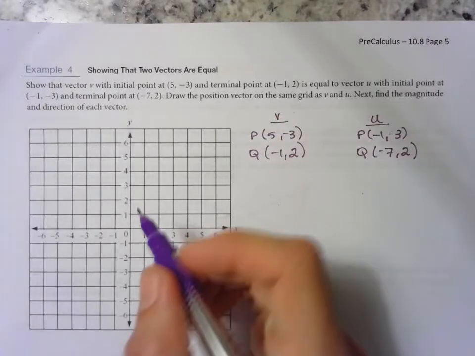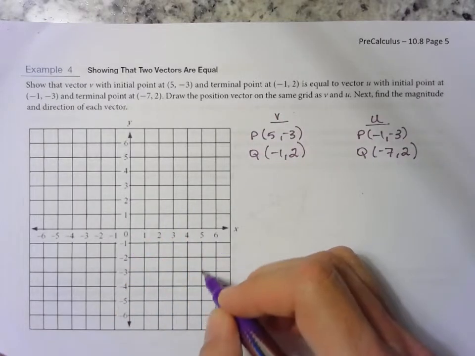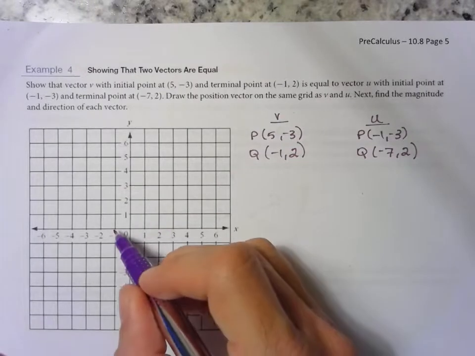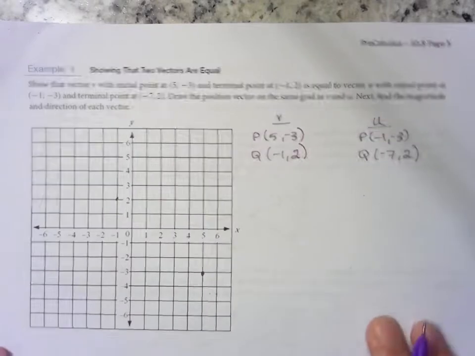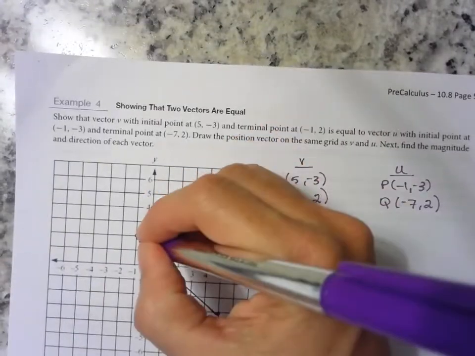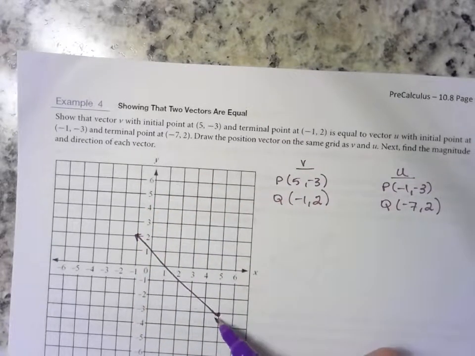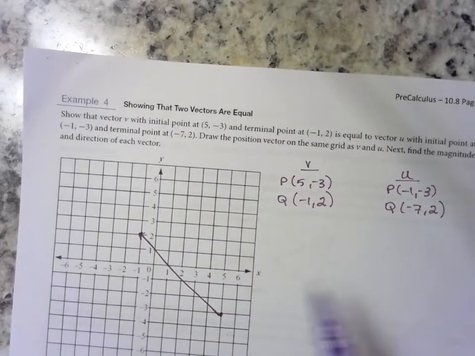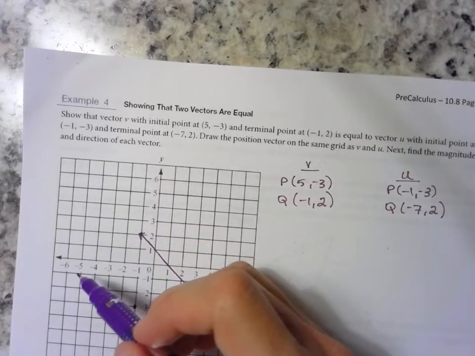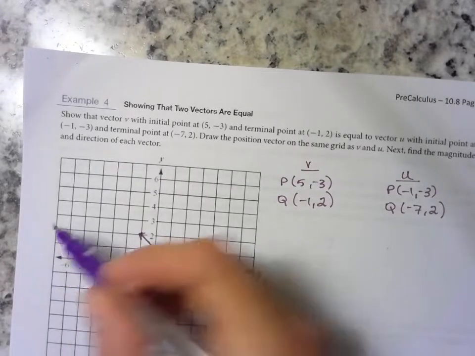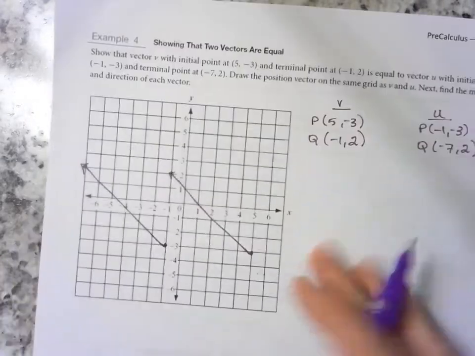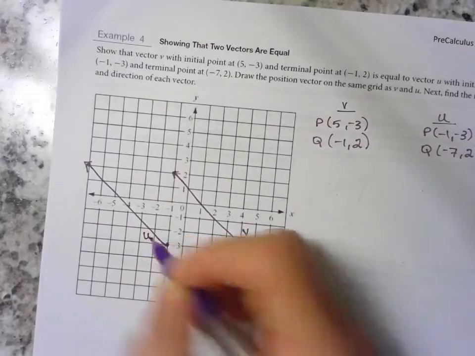If I were to graph those two, let's see what it would look like. 5, -3, that's where it starts, and it stops at -1, 2. Ooh, that's not very pretty. So it starts here and it stops here. And then the other one is -1, -3 is where it starts, stops at -7, 2. So this one is our v, this one is our u.